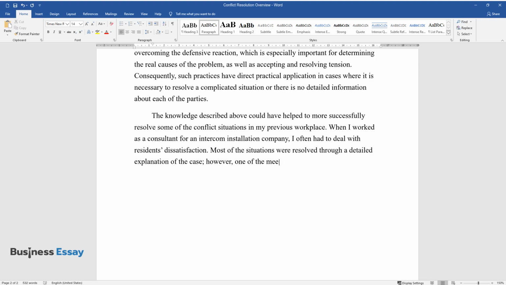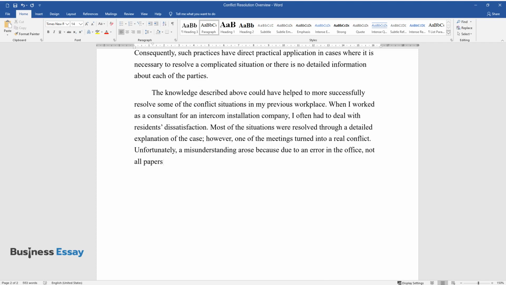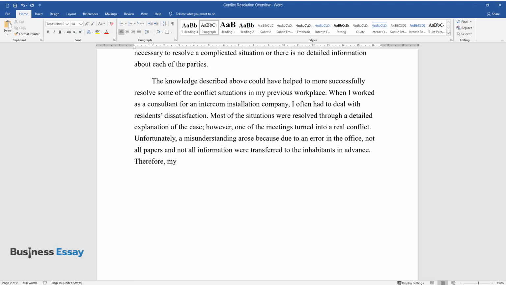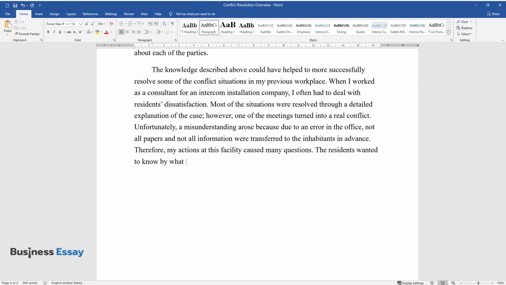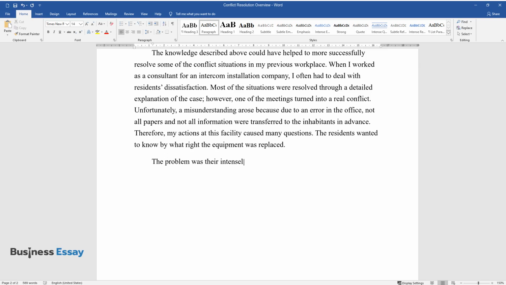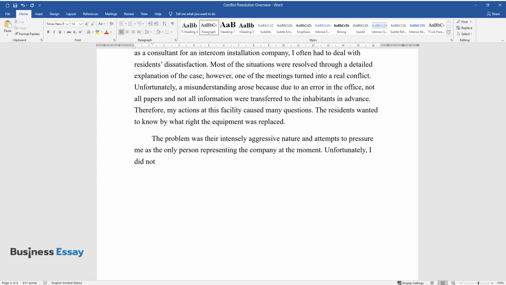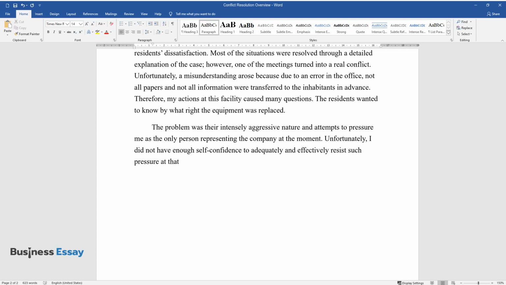However, one of the meetings turned into a real conflict. Unfortunately, a misunderstanding arose because due to an error in the office, not all papers and not all information were transferred to the inhabitants in advance. Therefore, my actions at this facility caused many questions. The residents wanted to know by what right the equipment was replaced. The problem was their intensely aggressive nature and attempts to pressure me as the only person representing the company at the moment. Unfortunately, I did not have enough self-confidence to adequately and effectively resist such pressure at that time.